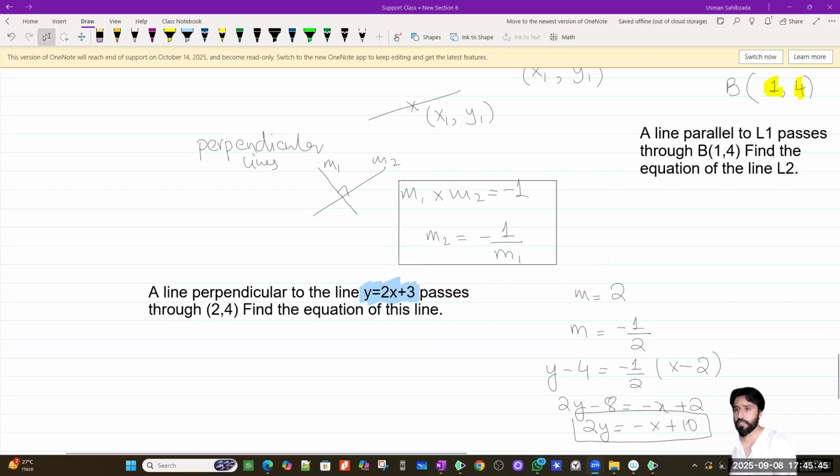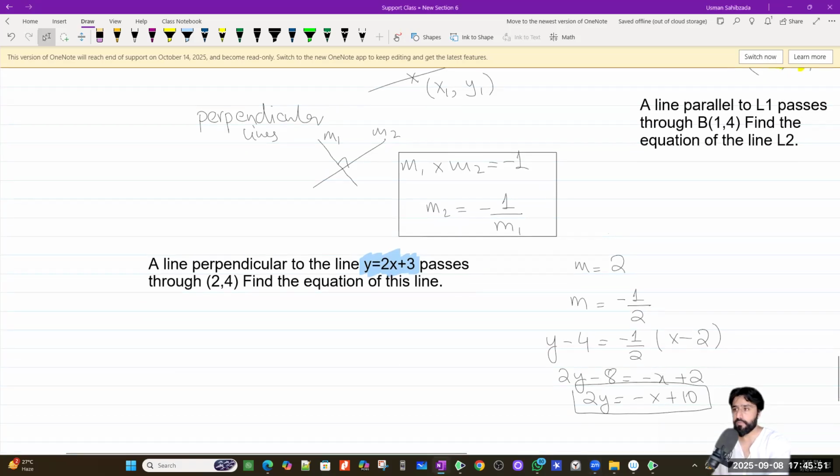Did it go behind me? Okay. Let me throw it somewhere. Can you see it now, guys? Any issue? No issue? Any questions till now? No questions? I can move on.